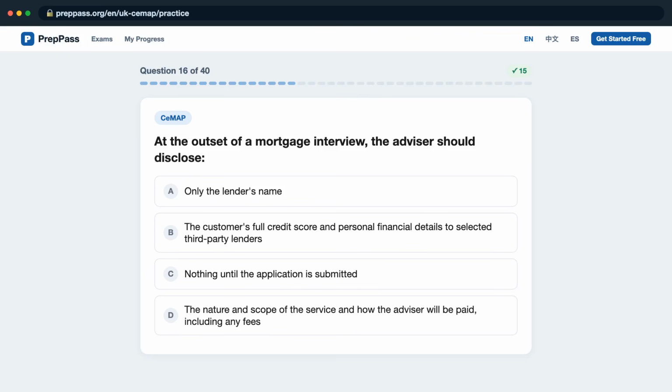Question 16. At the outset of a mortgage interview, the advisor should disclose, is it A, only the lender's name? B, the customer's full credit score and personal financial details to selected third-party lenders? C, nothing until the application is submitted? D, the nature and scope of the service and how the advisor will be paid, including any fees?